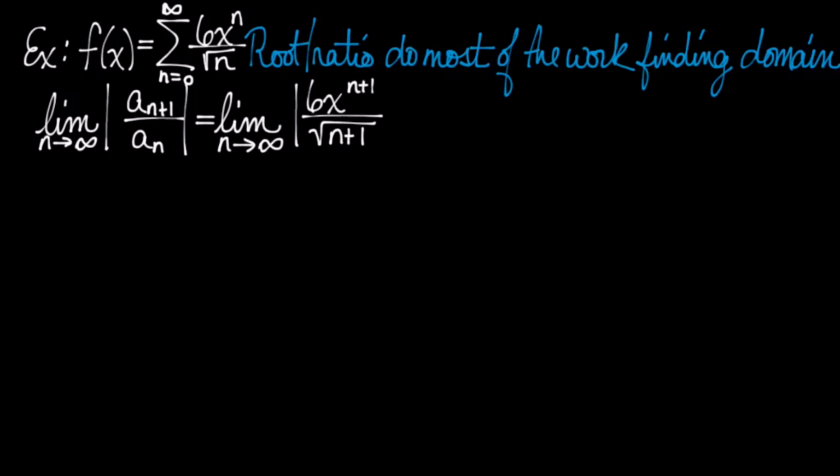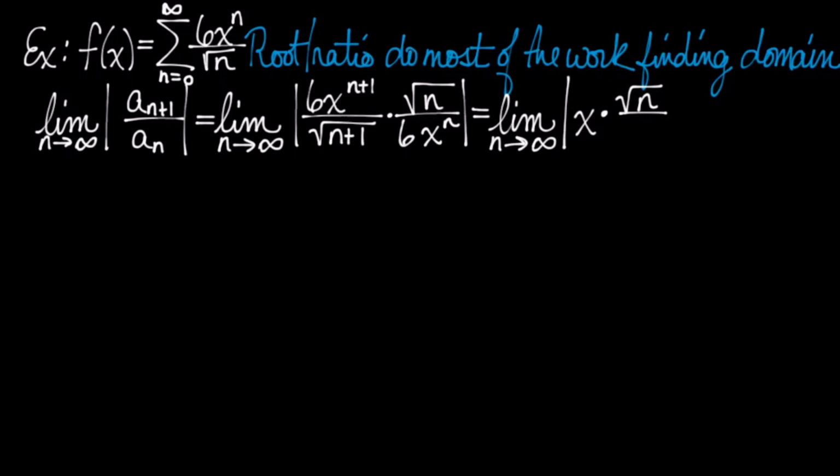And I need to divide this by a sub n, and I'm going to use the trick where you multiply by the reciprocal. So we're going to have radical n over 6 times x to the n. Now this is equal to the limit as n goes to infinity of x times radical n over radical n plus 1, okay? Because the 6's cancel, most of the x's cancel except for 1 on top, and I just group these two together over here. This x has nothing to do with the limit, so it can actually pass outside. And this expression right here, as n goes to infinity, goes to 1. So this limit is equal to the absolute value of x.